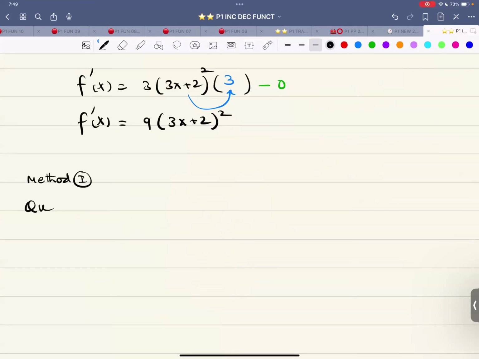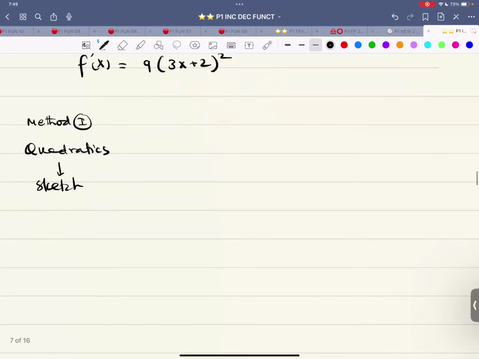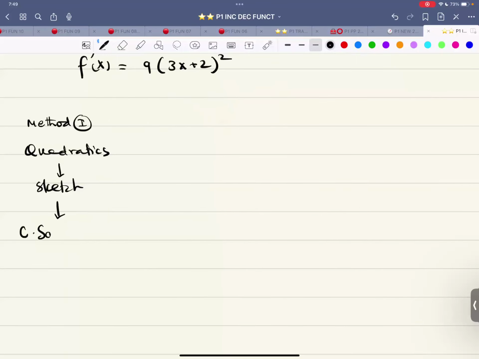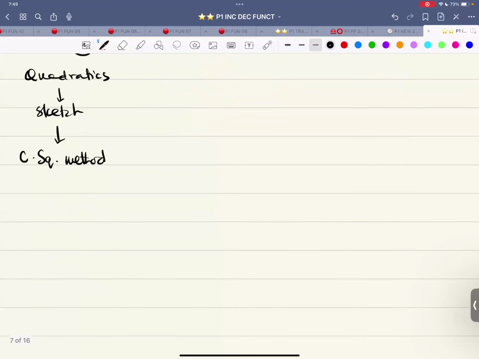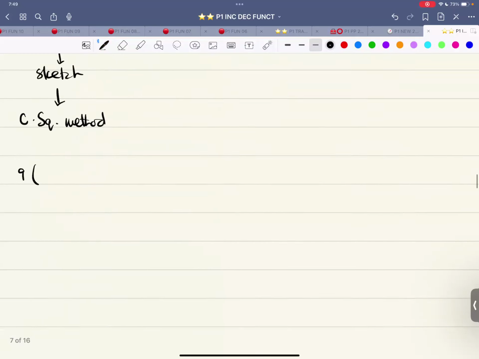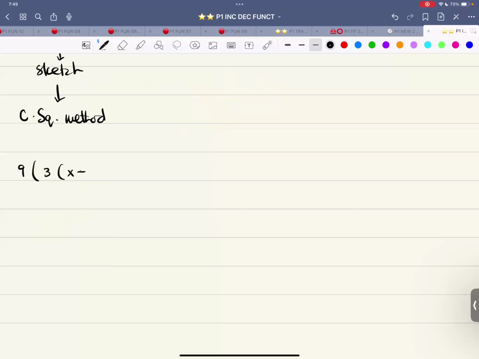That is based upon quadratics. And I need to sketch it. And this sketch will be based upon the completing square method. But it's not completing square as yet because the coefficient of x is not 1. I have to make it 1. So let me write this thing as 9 bracket, 3 common, (x + 2/3) the whole thing square. That is 9 common. That is 9. That is (x + 2/3) whole square. That is 81(x + 2/3) whole square plus 0.